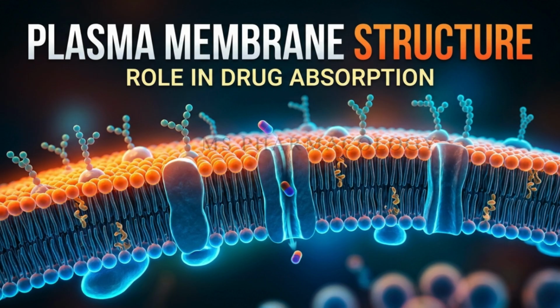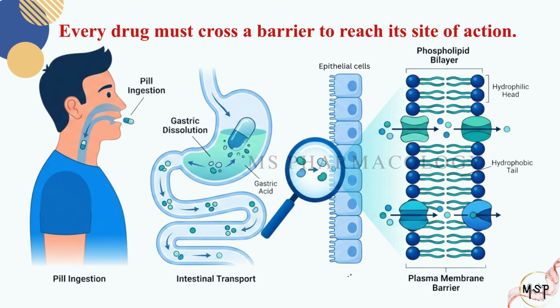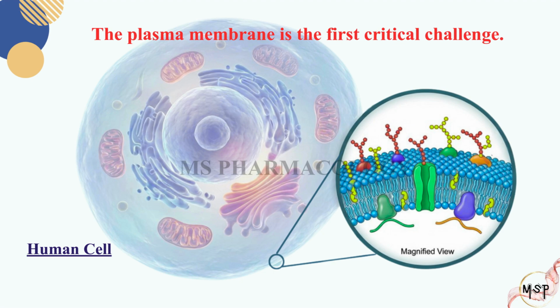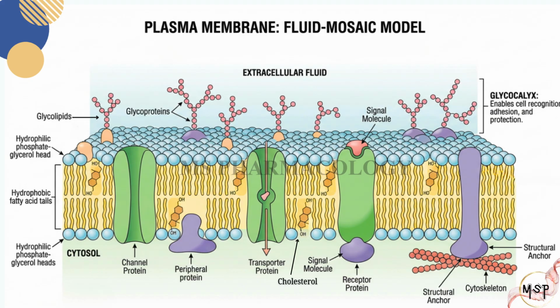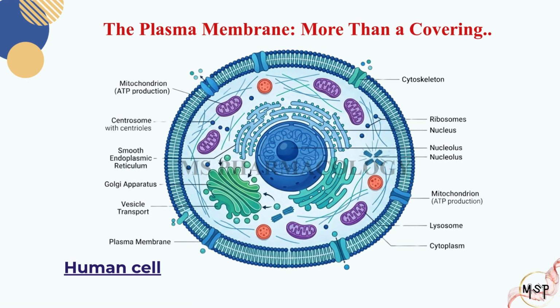Hi there. Every drug that enters the body faces a critical challenge. Before it can reach the bloodstream, before it can reach its site of action, it must first cross one fundamental structure: the plasma membrane. The plasma membrane is not just a covering around the cell. It is a highly selective, dynamic barrier that controls what enters and leaves the cell.